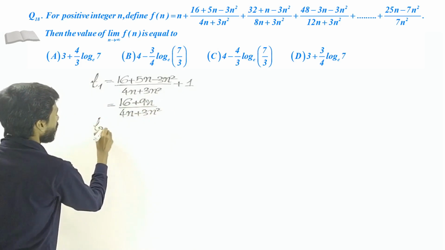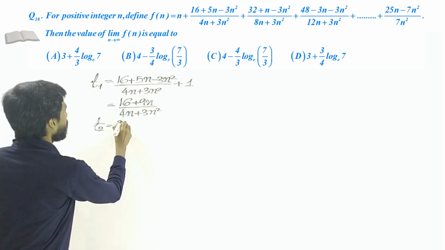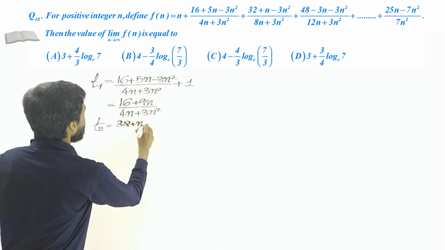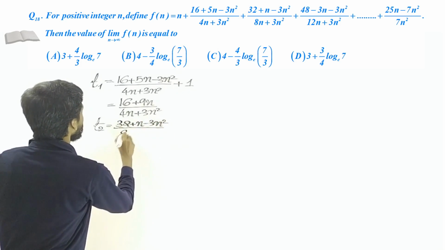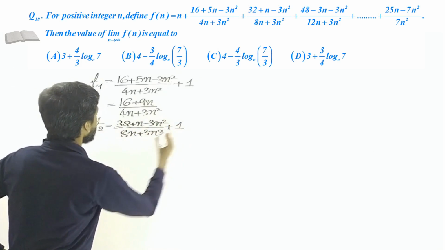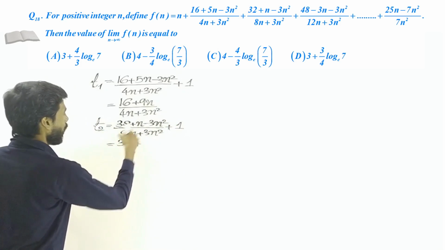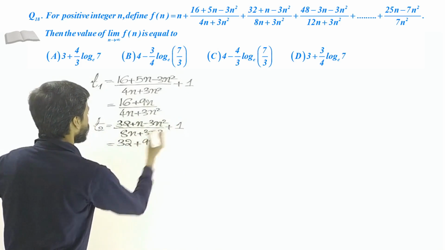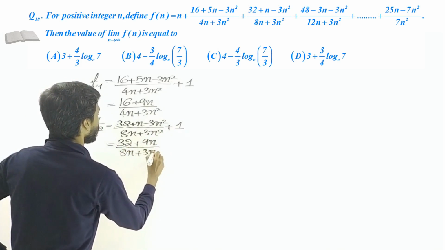So similarly, we'll find the second term. With the second term also, we'll add 1. So we'll get (32 plus n minus 3n square) divided by (8n plus 3n square). So with the second term also we'll add 1. So that becomes 32 plus n plus 8n, so that is 9n, so 3n square again gets cancelled, so this is divided by 8n plus 3n square. This is the second term.